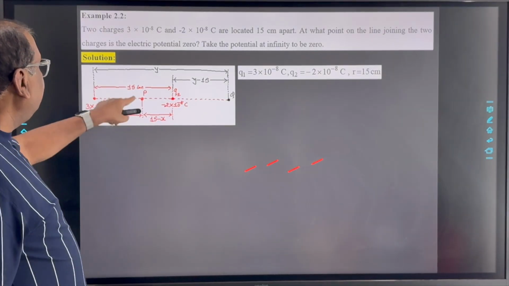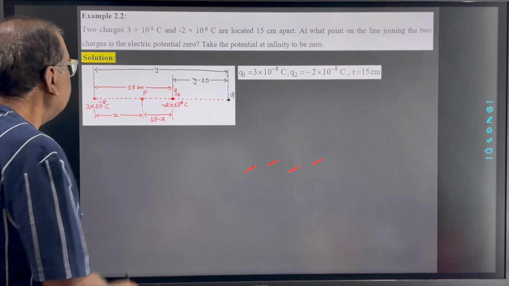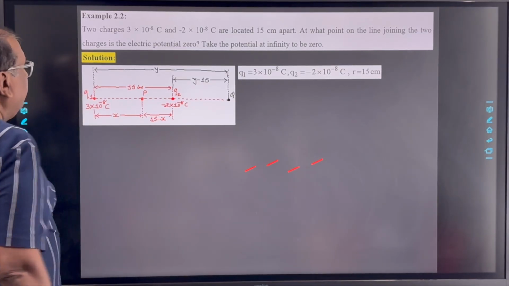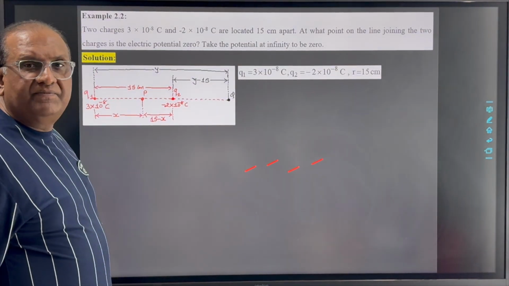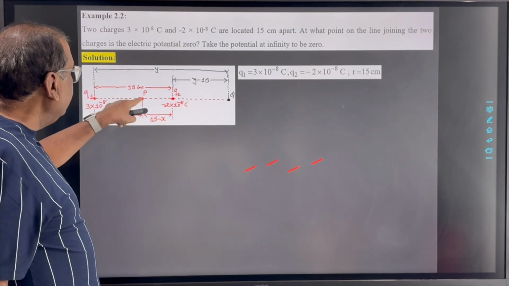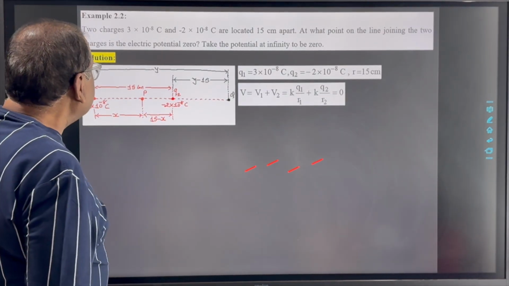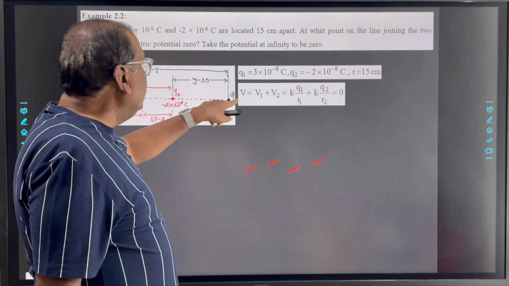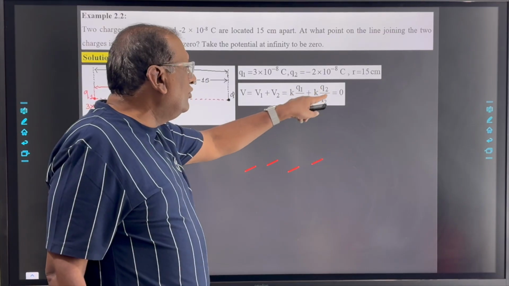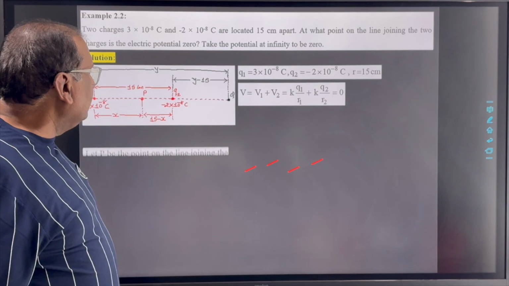Now suppose one point P is at a distance x from charge Q1, where the potential becomes 0. It implies that from charge Q2 it will be at a distance 15 minus x. So the net potential at P, V1 plus V2, that is KQ1 upon R1 plus KQ2 upon R2, is equal to 0. Now let's substitute the values.